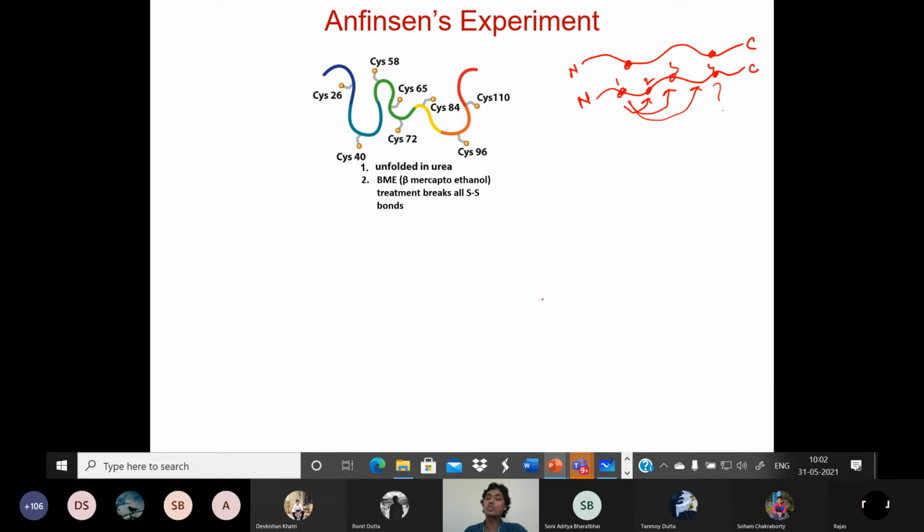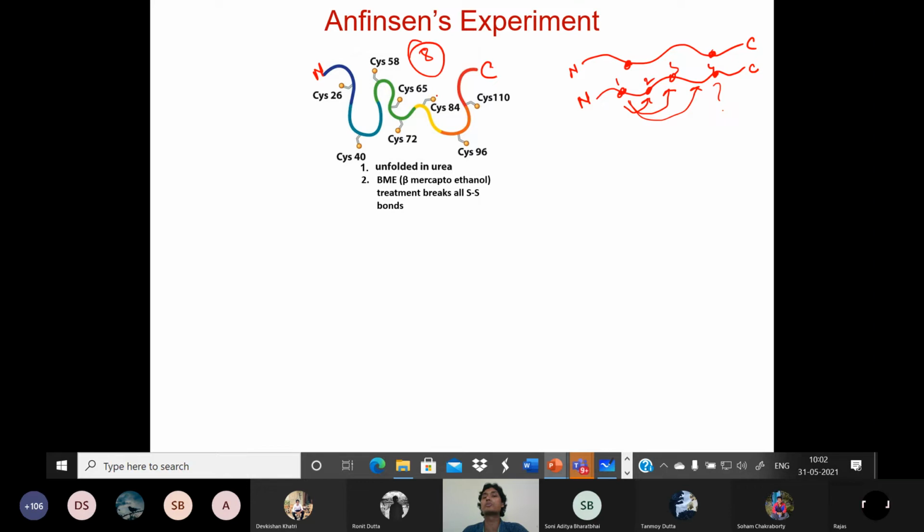So let's see how Anfinsen did the experiment and what he suggested. Here you can see this is RNase, and this is the N terminus and this is the C terminus. This RNase has 8 cysteine residues. It's a lot of problem. 1, 2, 3, 4, 5, 6, 7, 8.